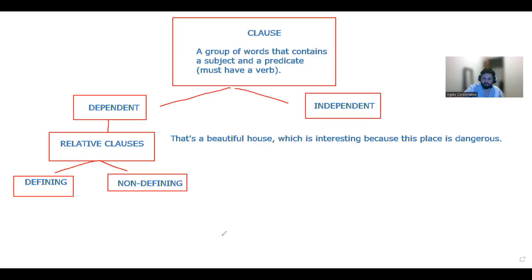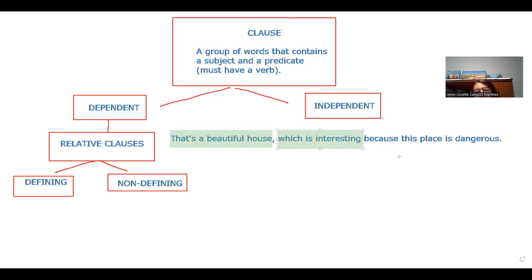Suppose there are three. Are you sure? I don't know. You guys are the teachers, the experts. One, two, three. So three or two, guys? You have to decide. Okay. One: we have a group of words which has a subject, that, and a predicate, is a beautiful house. So okay, this is a clause. Which is interesting: do we have a subject and a predicate? Yes. Which is a subject. Now, which is a relative pronoun, right? In this case, is it a relative pronoun? Yes. And then we have because this place is dangerous, right? Three. So we have three, guys. You see?